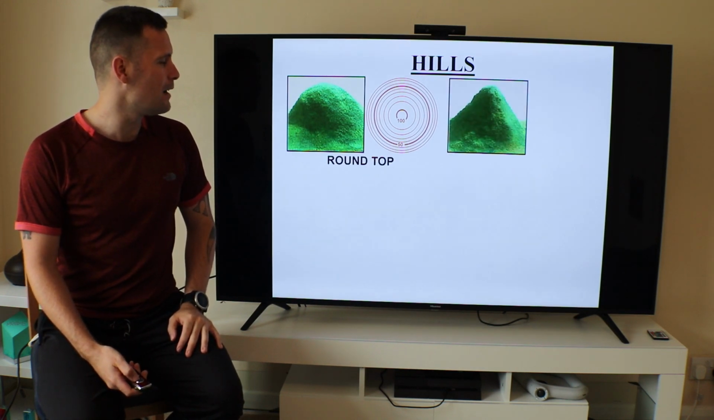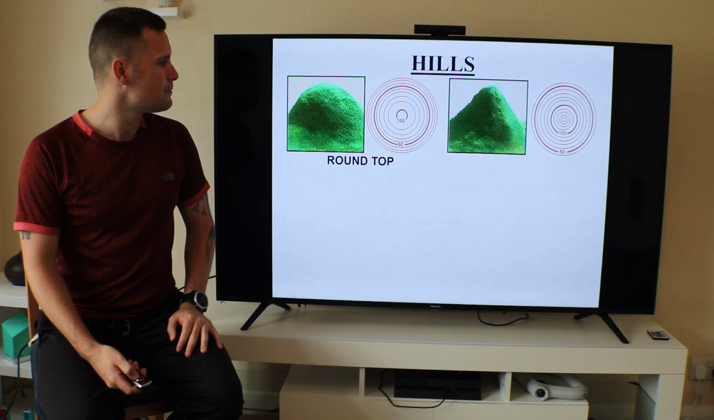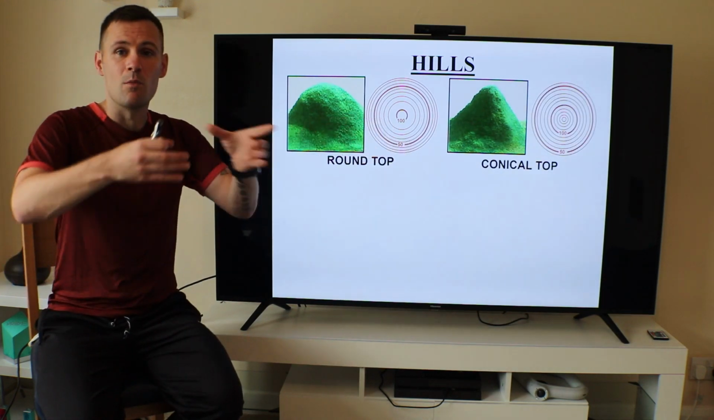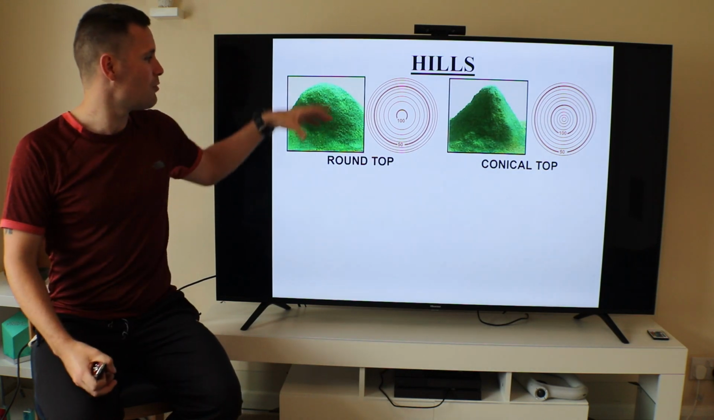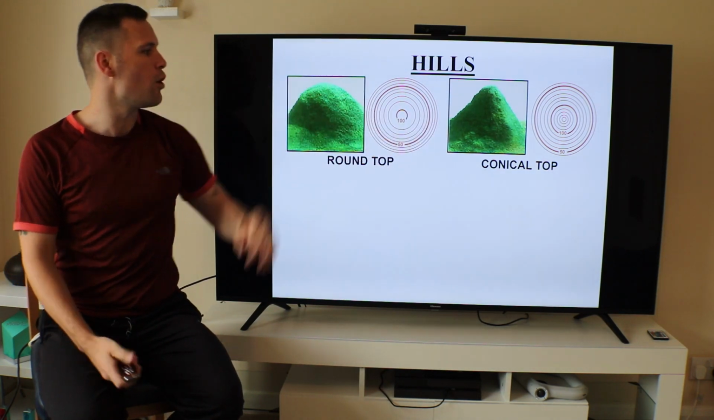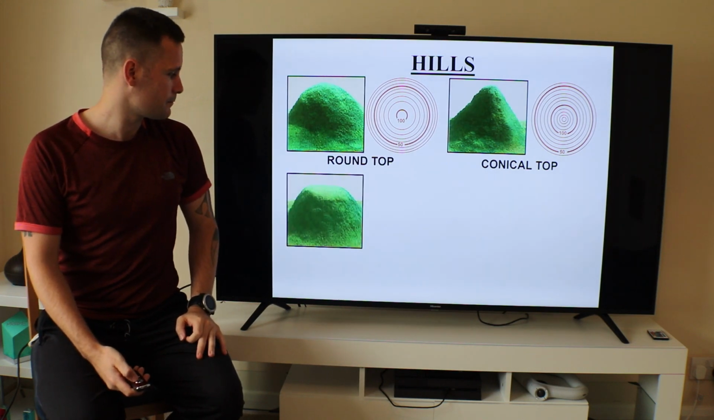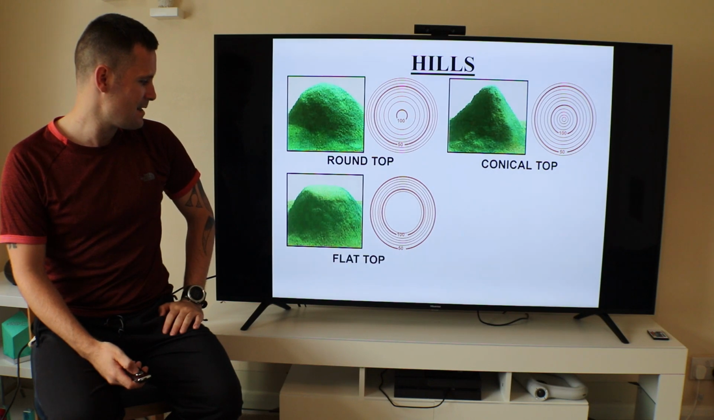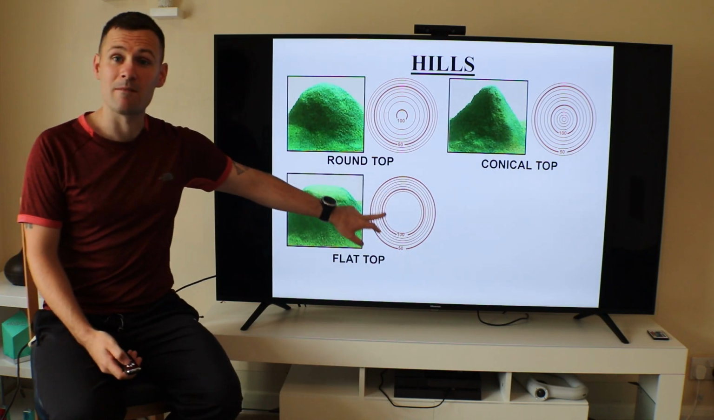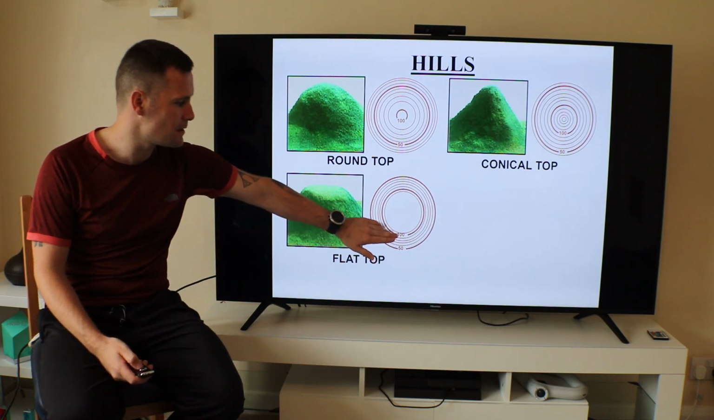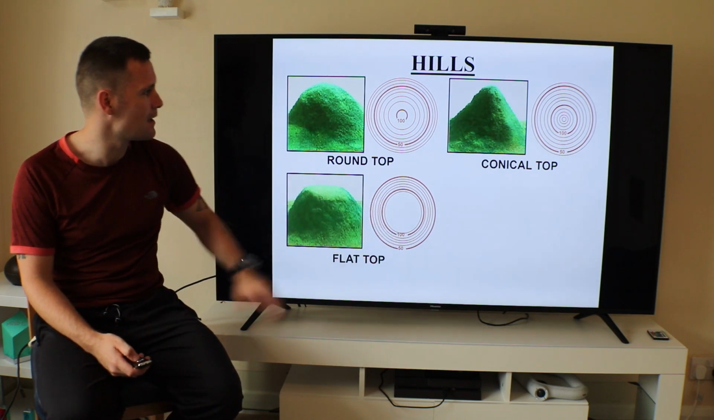Round top hill, we call that. What we're going to call this one is conical top. It's coming more into a spire. So that's round top. It's still quite wide at the top. This one is coming more into a cone shape. This will be going as a flat top. As you can see here, there's more of a gap on the contours. So nice and steep up to 100 metres and nice and flat.